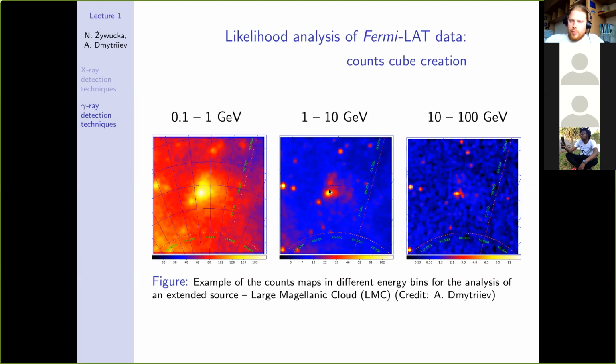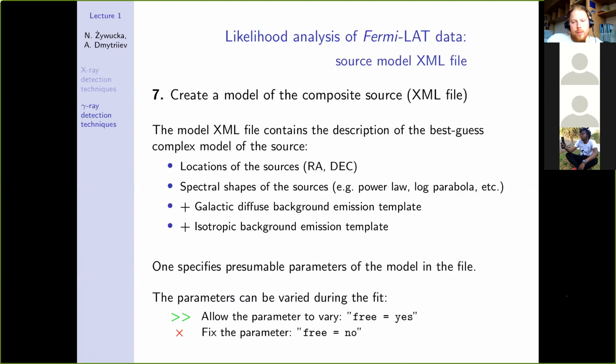And here you have a good compromise between the quality of the data, so enough photons, and at the same time good instrument response. So you have a quite decent image here. Let's say these three maps comprise the counts cube.